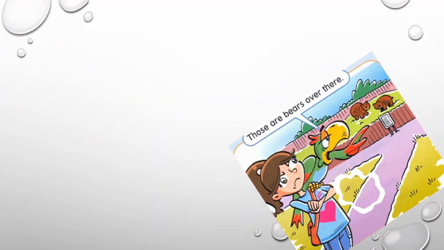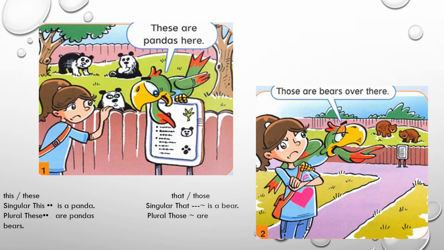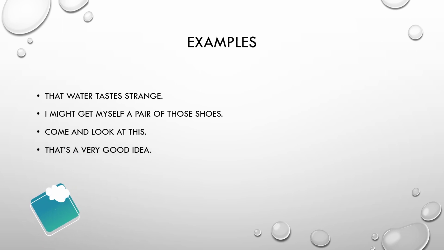These are pandas here, those are bears over there. For example, this is a panda, or these are pandas. The difference here is in the pronunciation. In the singular we pronounce this, and in the plural we pronounce these. On the other hand, we say in the singular that is a bear, and in the plural form those are bears. Now we're going to learn some examples for our real life.